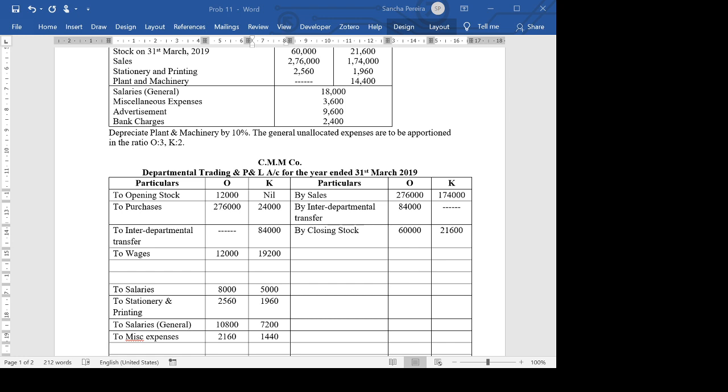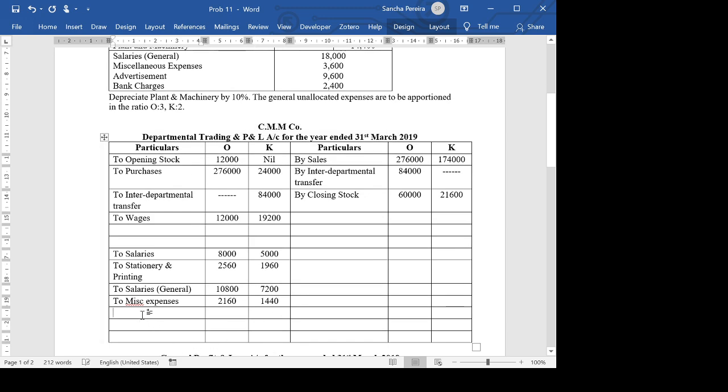Salaries general, but then they gave us clearly here that the general unallocated expenses are to be apportioned in the ratio of 3 to 2. All these, they've put them in this category, general unallocated. Miscellaneous expenses also general. We don't know what they are, but then they've told us in the statement here that all this has to be divided in the ratio of 3 to 2. So that's why I'm doing it. Miscellaneous expenses. Then we have advertisement.